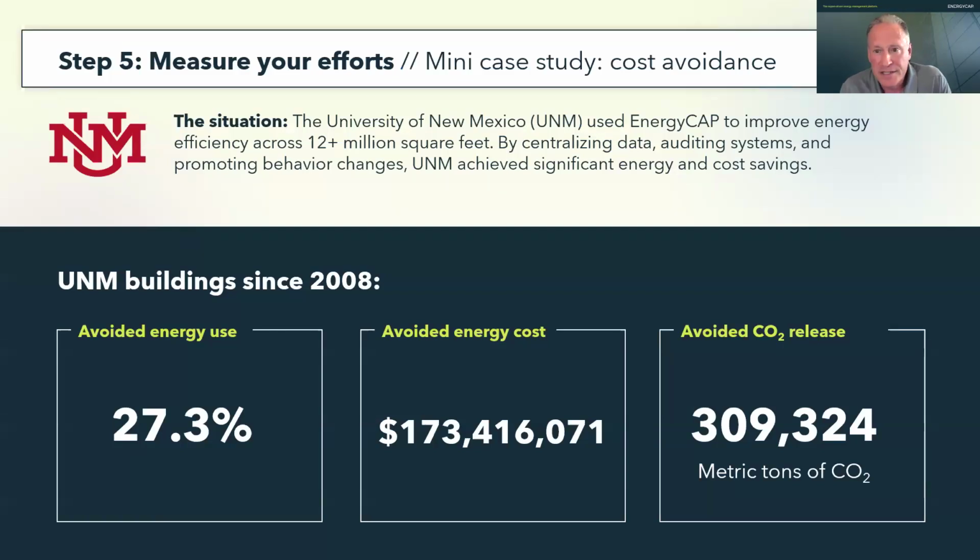And you might say, well, tell me more about cost avoidance or give me an example. The best example that I have for you is the University of New Mexico. UNM, back in 2008, they started an energy program using Energy Cap. And look at these staggering numbers that are on the bottom of the screen. They have seen avoided energy use of more than 27%. They've avoided spending more than $173 million, and a whole bunch of CO2 has not gone into the atmosphere. Energy Cap was at the core for UNM to run their program, and the results have been profound. And that, again, is the point.